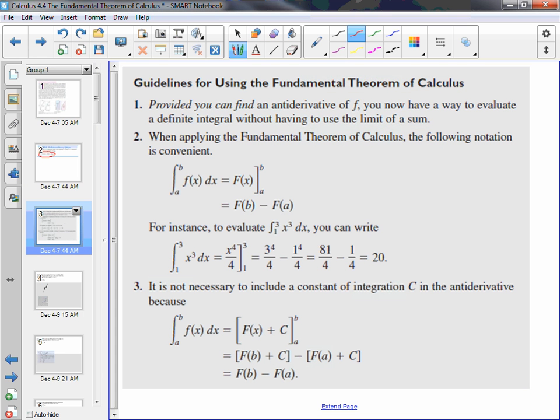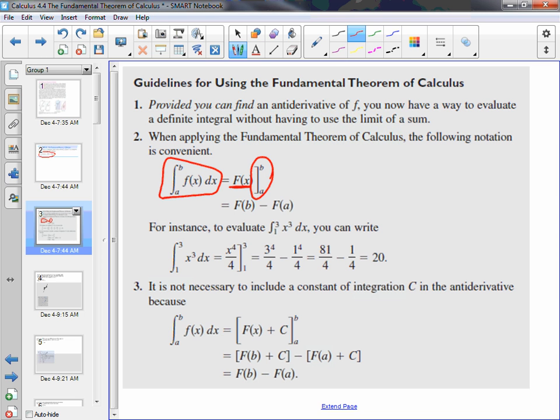All right. Now, some guidelines for using the fundamental theorem of calculus. It says, provided you can find an antiderivative of f, that's a big provided, okay? You now have a way to evaluate a definite integral without having to use the limit of a sum. So, when applying the fundamental theorem of calculus, the following notation is convenient, and in fact, we'll use it. So, the integral from a to b of f of x dx can be written as the antiderivative of f of x, and then this notation right here means evaluated from a to b.